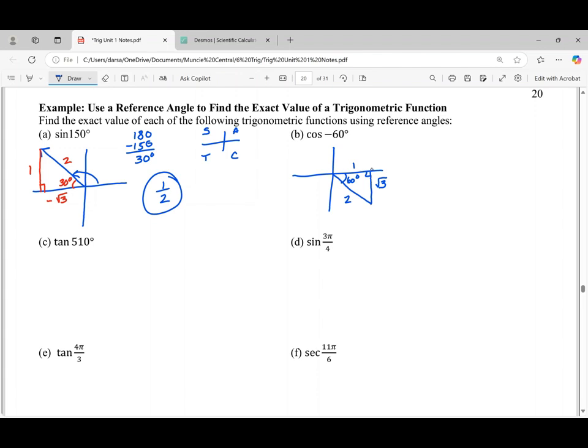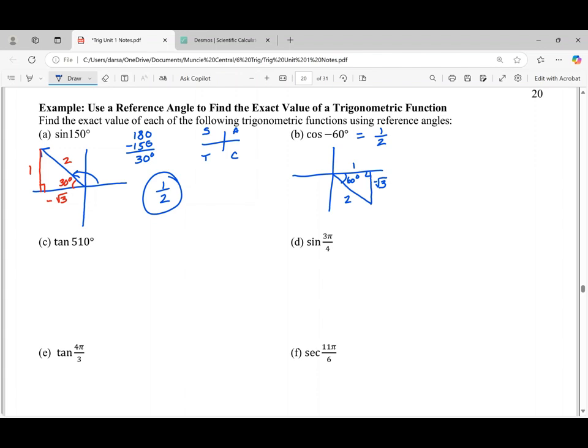When we're going to the right, that's positive, so the 1 will be positive. Going down is negative, so the square root of 3 will be negative. Now all we have to do to find the cosine of negative 60 degrees is find adjacent over hypotenuse. Cosine of 60 degrees will be 1/2. So you can see we're just going to repeat this process. Draw the angle, find the reference angle, label the sides, watch the signs, and then use SOHCAHTOA.